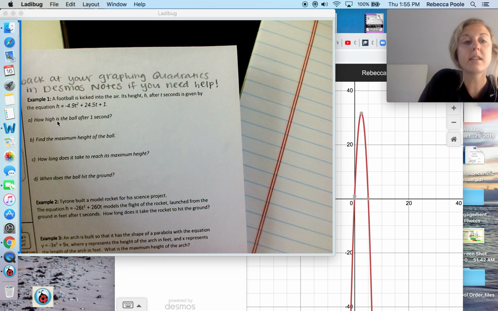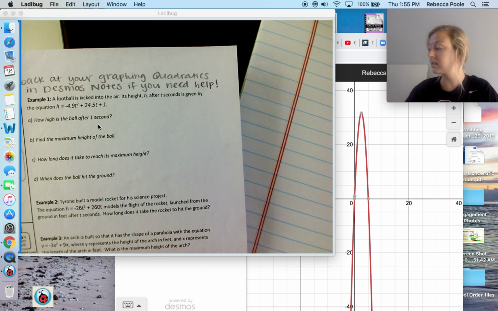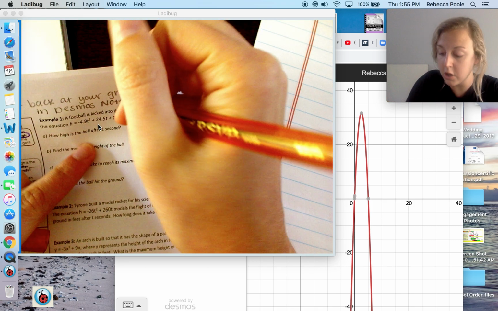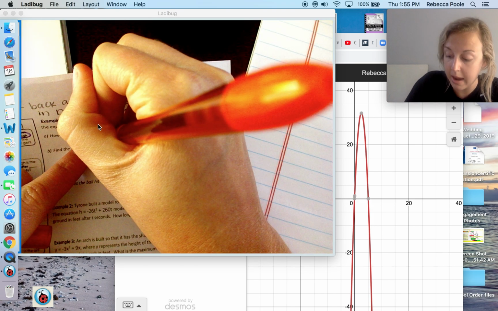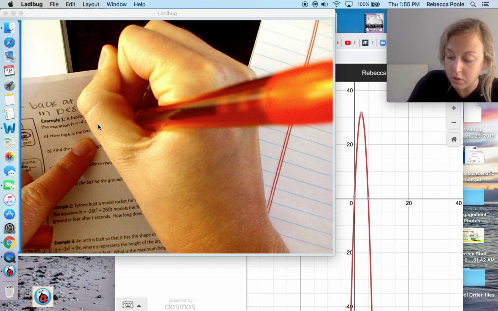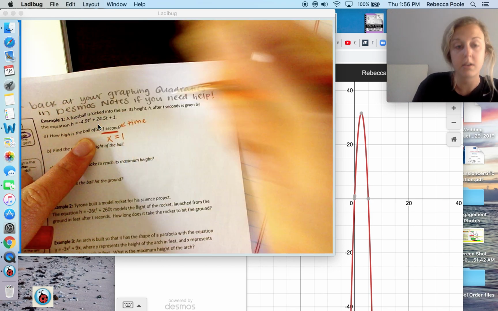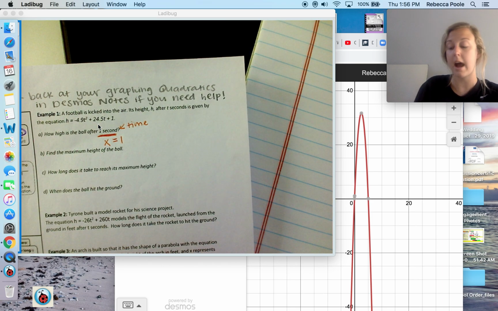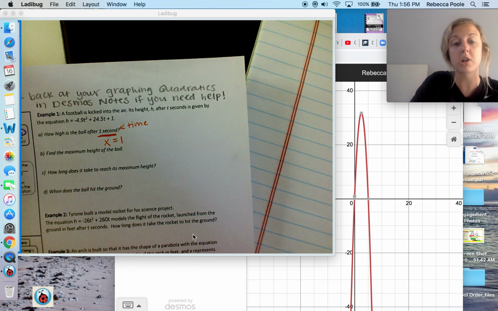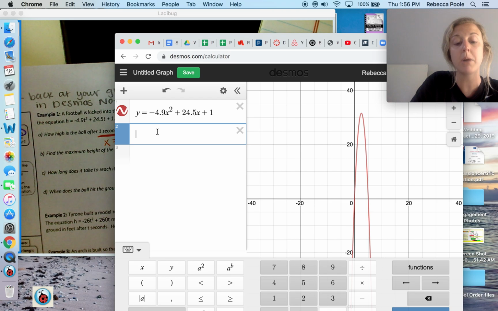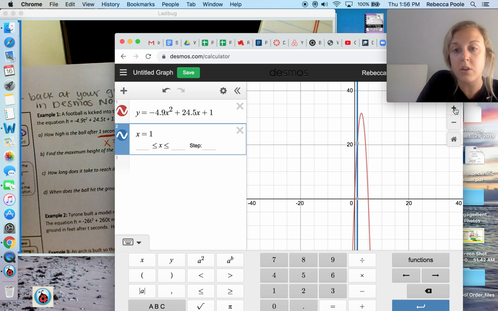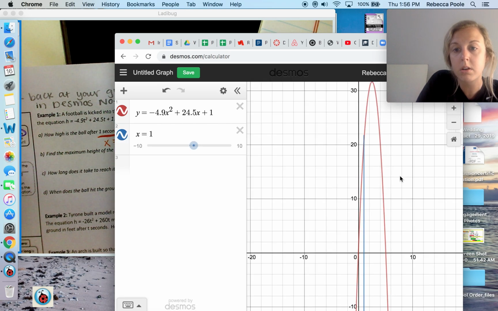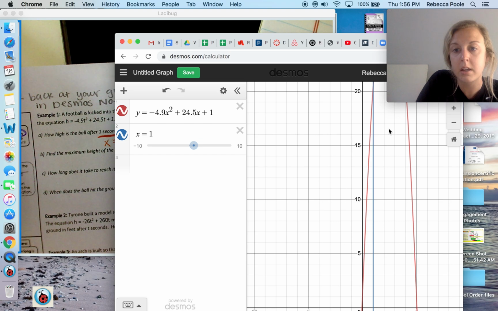So part A says how high is the ball after 1 second, all right? Well, to find this, if I gave you 1 second, that means I gave you the x value, okay? So I'm telling you when x equals 1, because remember your time is always x. When x equals 1, I want to know how high the ball is, right? So watch what I'm going to do. In Desmos, I'm going to click a new box, type in x equals 1, and then I'm going to zoom in so I can see where those cross a little bit better, and click and drag till I get it where I want it.